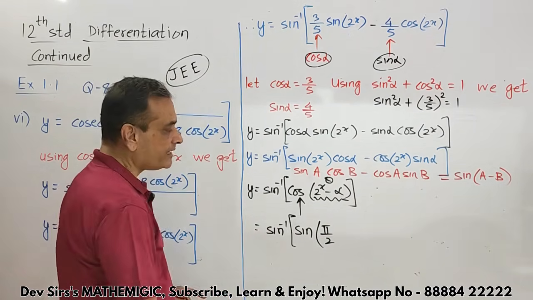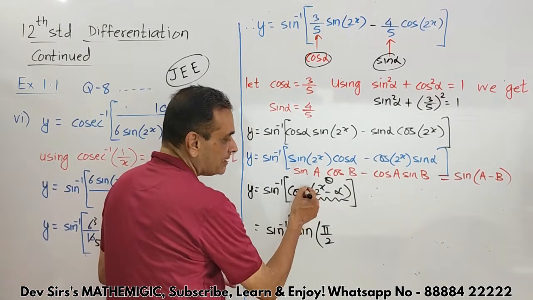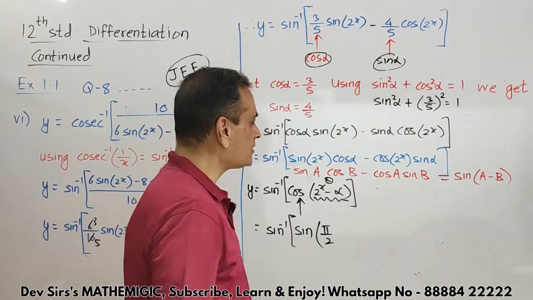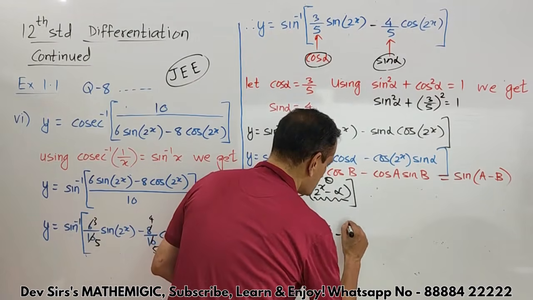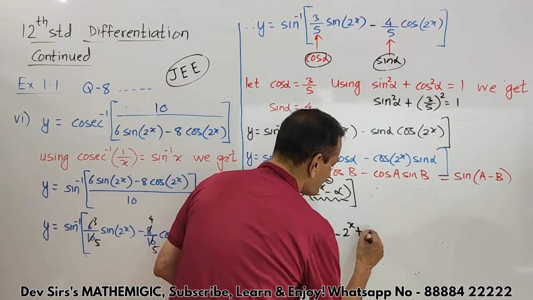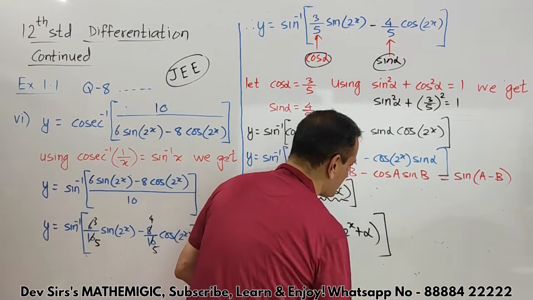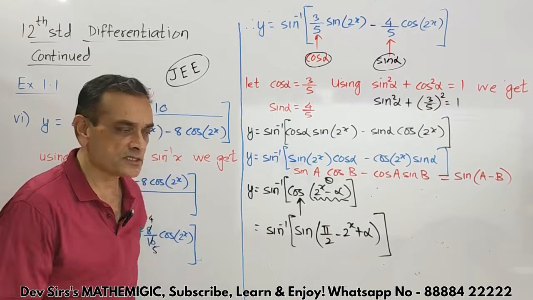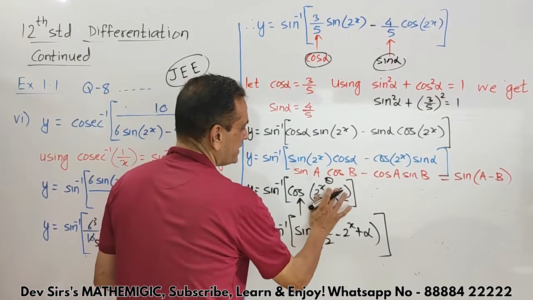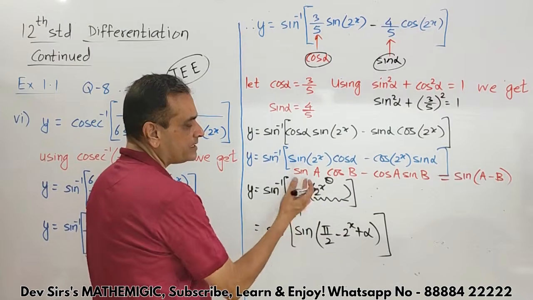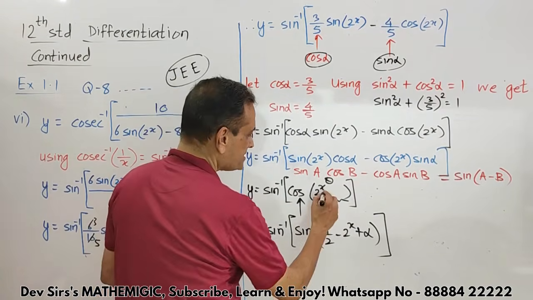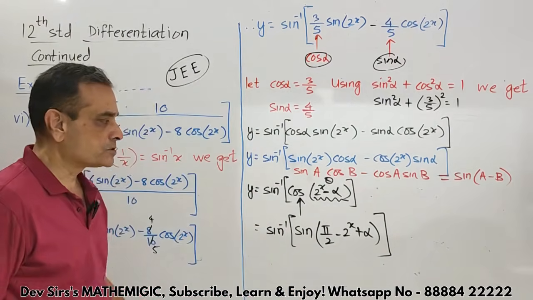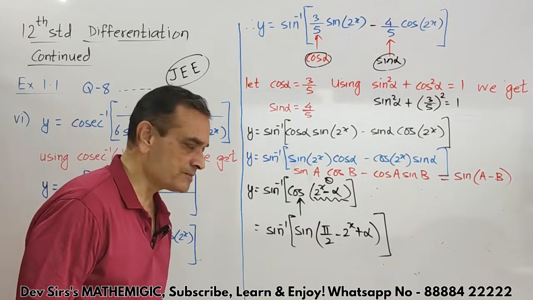Pi by 2 minus theta, pi by 2 minus means minus of that full bracket. Now minus of that full bracket means both the signs are going to change. Minus 2 raised to x, and minus of minus plus alpha, both signs change. Don't forget that. If only 2 raised to x were there, then pi by 2 minus 2 raised to x. Okay, but this is there, isn't it? So this becomes minus, this becomes plus.